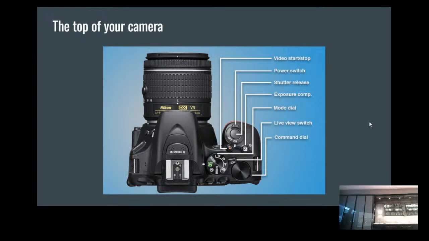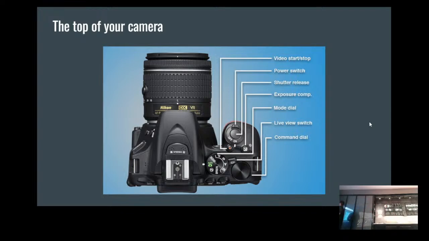Video start and stop is usually signified by a red dot somewhere on the top of the camera. When you're shooting with the camera, if you are using automatic or any of the other settings, if you just press that button one time, it'll automatically start taking a video for you. Usually on the bottom right corner, you're going to see a countdown for how long it's been recording.